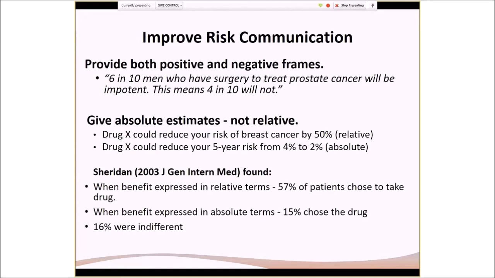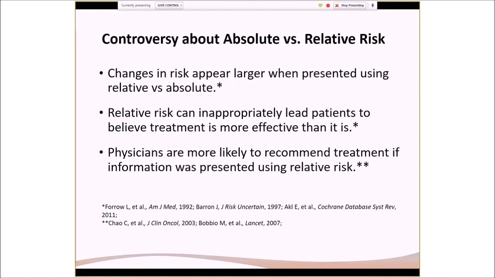But remember, people are not too good with percentages. So the more concrete and specific, the better. Would reduce your risk from 4 in 100 to 2 in 100 patients. When benefit was expressed in relative terms, 57% of patients chose to take the drug, but in absolute terms, only 15% chose to take it, and 16% were indifferent. So how we present things can be important. Changes appear larger using relative versus absolute.